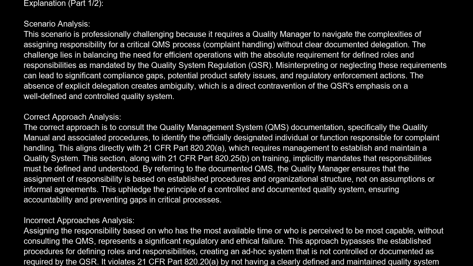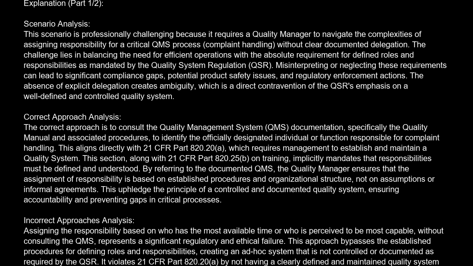The challenge lies in balancing the need for efficient operations with the absolute requirement for defined roles and responsibilities, as mandated by the Quality System Regulation, QSR. Misinterpreting or neglecting these requirements can lead to significant compliance gaps, potential product safety issues, and regulatory enforcement actions. The absence of explicit delegation creates ambiguity, which is a direct contravention of the QSR's emphasis on a well-defined and controlled quality system.